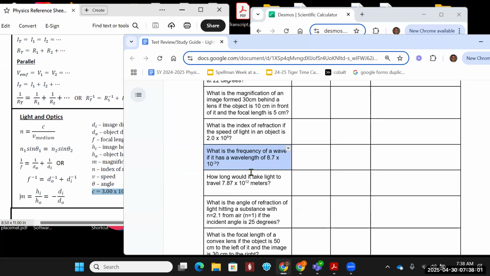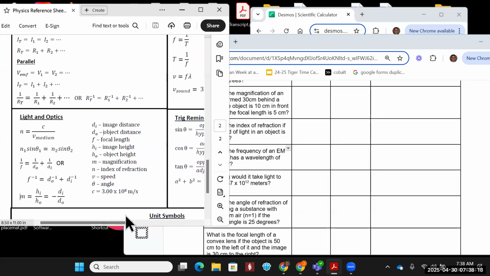Because otherwise we don't know what the speed is. So I should assume, I should write it up here. What's the frequency of an EM wave? That makes more sense, if the wavelength is 8.7 times 10 to the negative third.